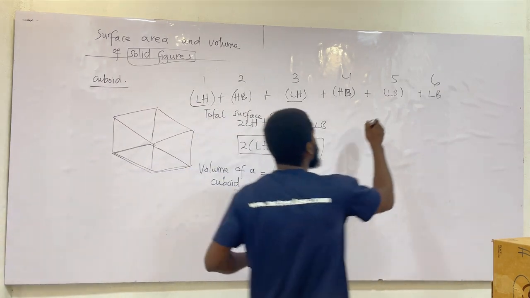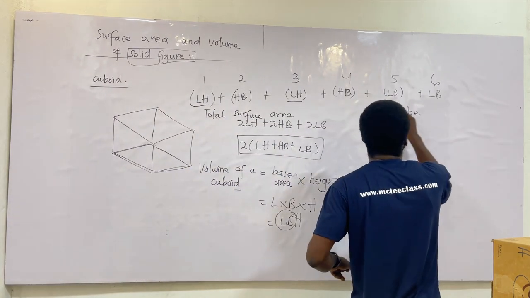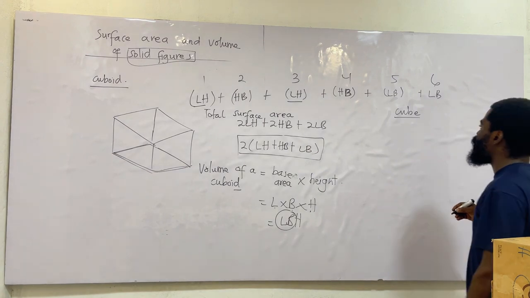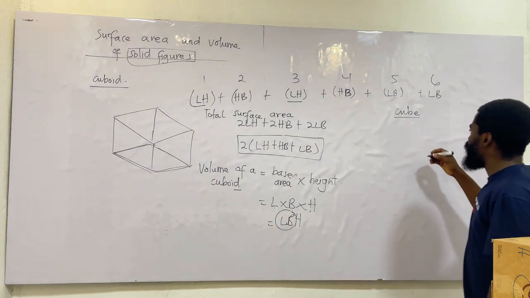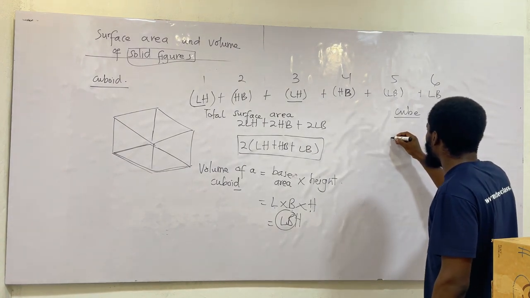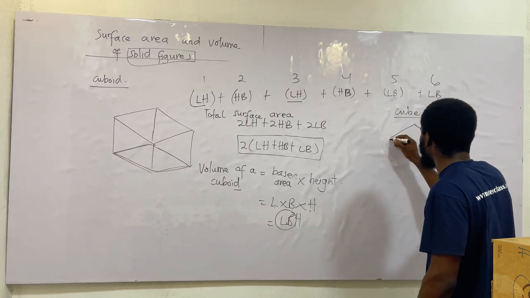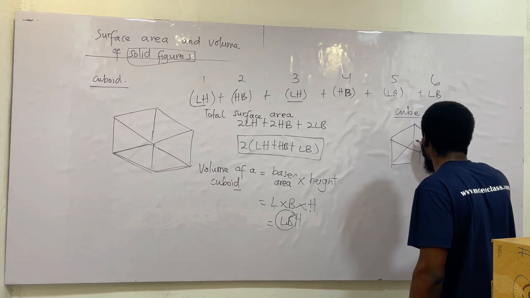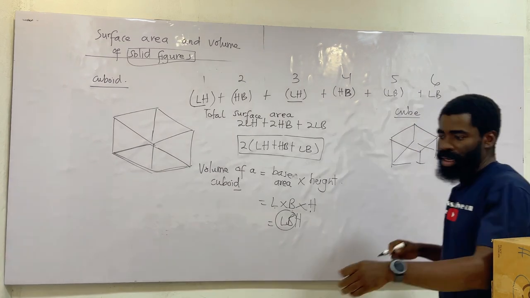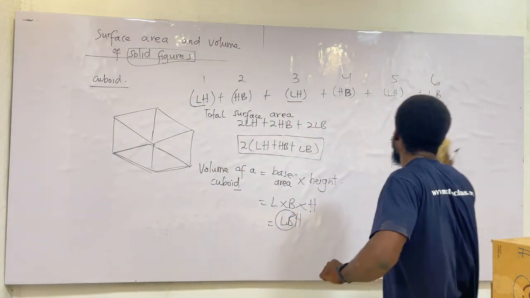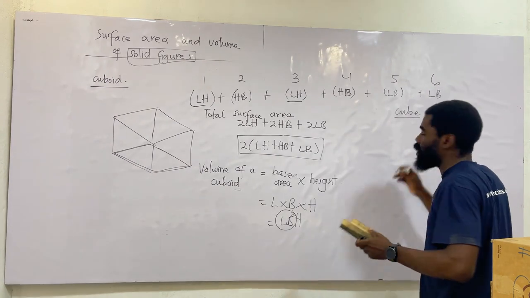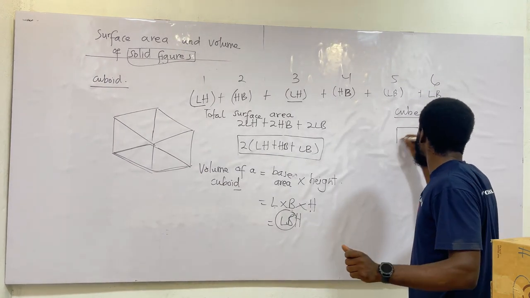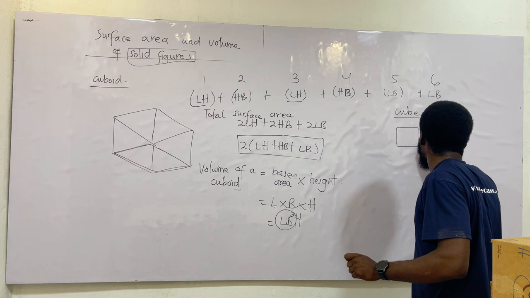Then let's try and put the cube here. For the cube, what do we say? The cube is the same as the cuboid, but all the sides are equal. I've sketched something. It doesn't look like a cube. So for a cube, all sides are basically equal. So let me try to do some sketch for you.